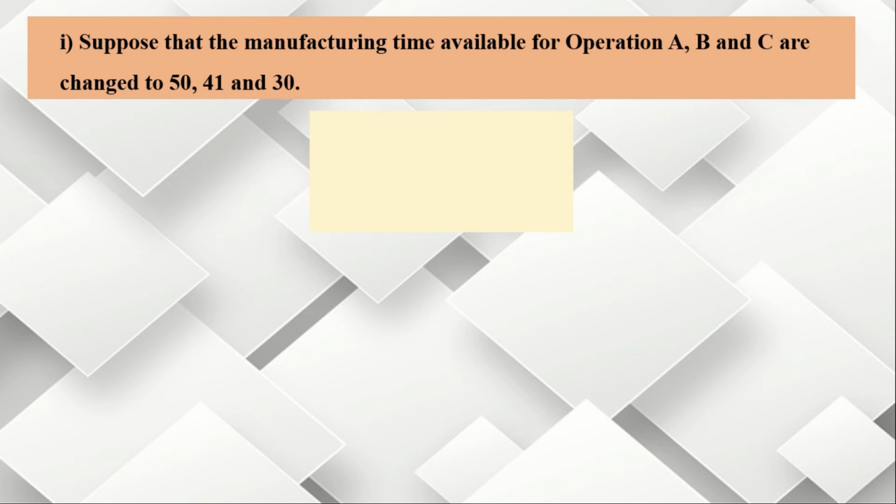For question 1, the value must be in the feasibility range and the shadow price must be valid, to make all conditions feasible. Suppose that the manufacturing time available for operations A, B and C are changed to 50, 41 and 30. Then we need to calculate the right hand side changes to get the values for D1, D2 and D3. D1 equals 50 minus 42 equals 8. D2 is 41 minus 40 equals 1. And D3 is 30 minus 45 equals negative 15.